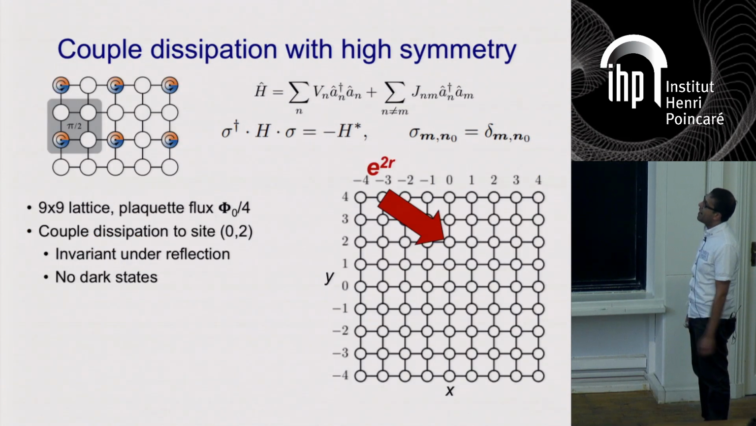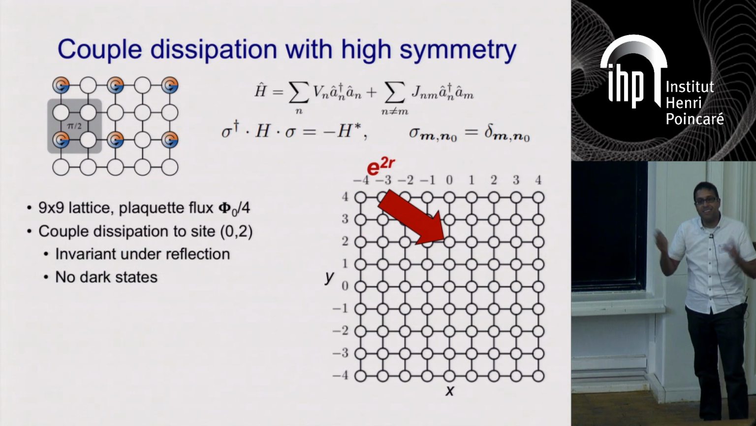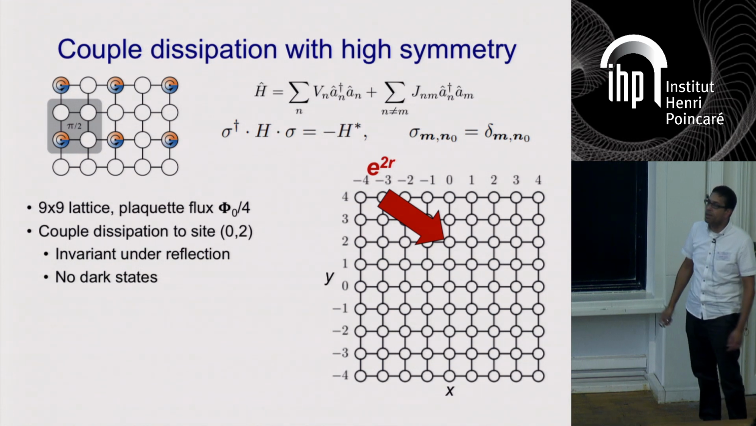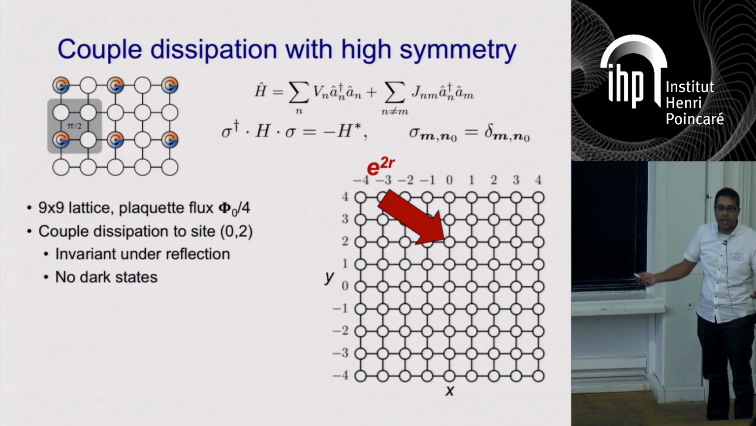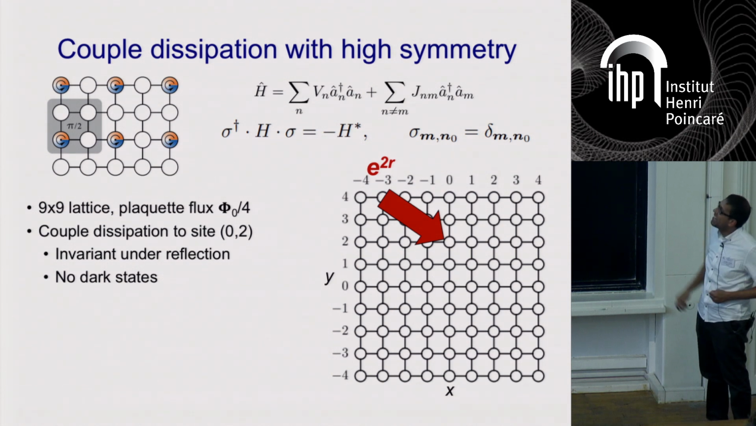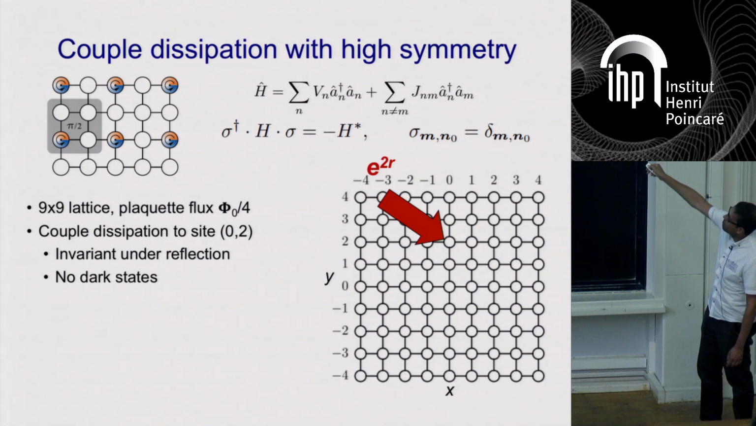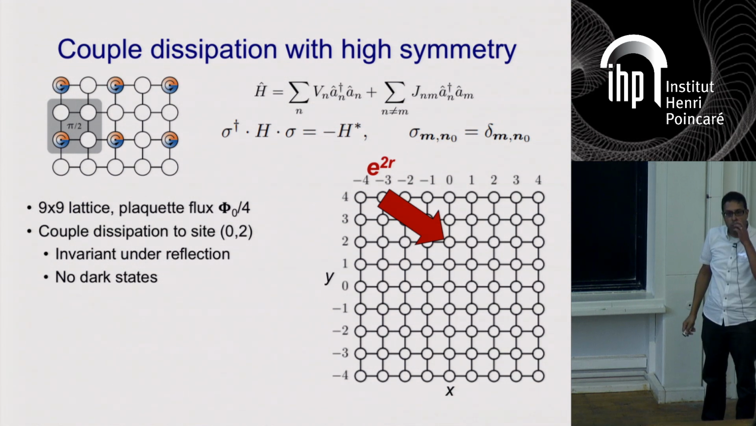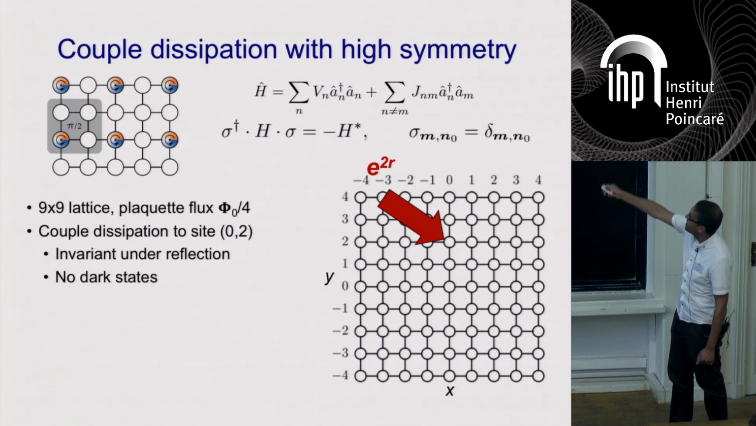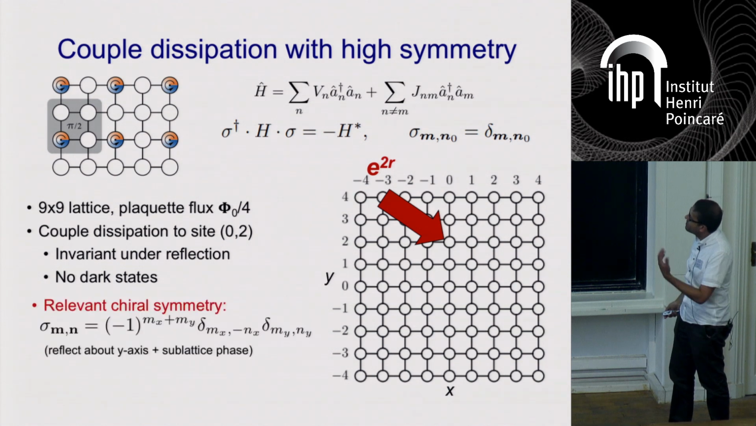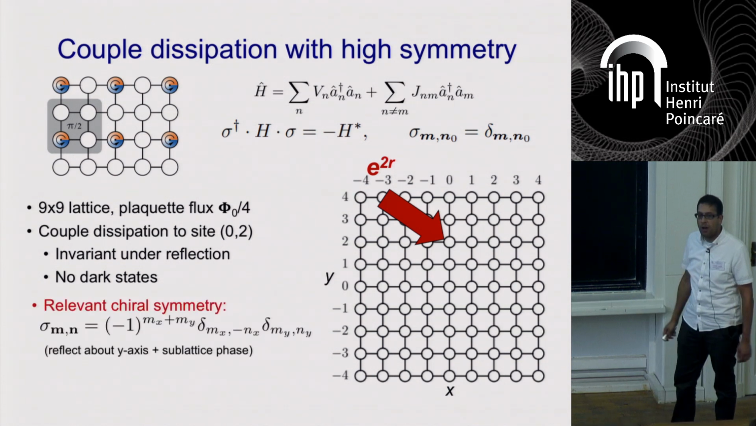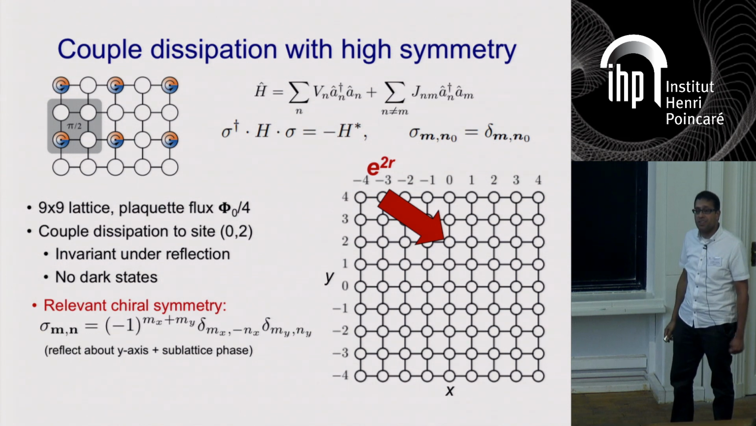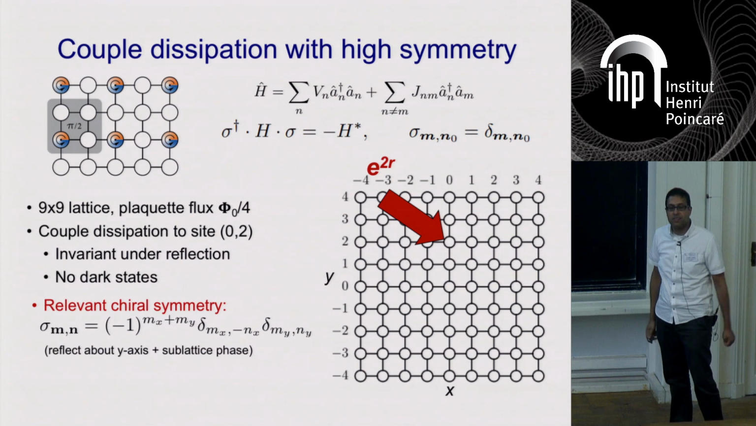So just really quickly to show what happens here, and we even did a smaller lattice in our theory paper than what they realized in the experiment. So here's basically a 9 by 9 array of cavities with, again, this synthetic magnetic flux, pi over 2 in each plaquette. So imagine I decide to couple my dissipation to a site that has a fair bit of symmetry. So this structure here, if I do a reflection about the y-axis, it looks the same. So if I put my coupled dissipation on that reflection axis, what does my steady state look like? Well, the relevant chiral symmetry operator is very simple. It's just basically reflection in the y-axis, and then this kind of sublattice phase that we already talked about.